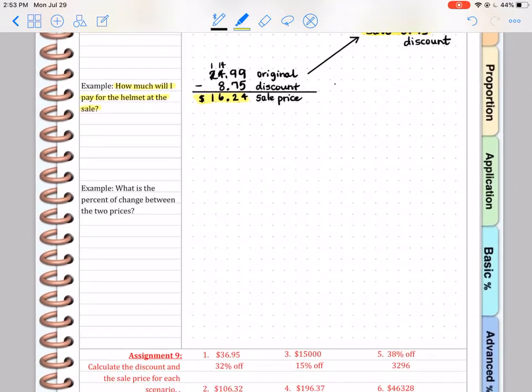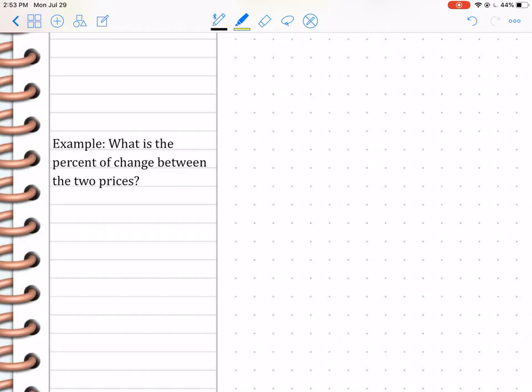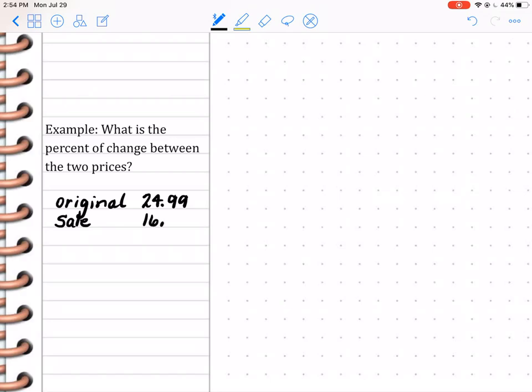Okay, this last question, you may be thinking this woman is crazy. If not, you'll see after I work this. But the question is, what is the percent of change between the two prices? So what I'm trying to get you to remember is your original, which was $24.99, and your sale price, which was $16.24. And we want to know the percent of change.